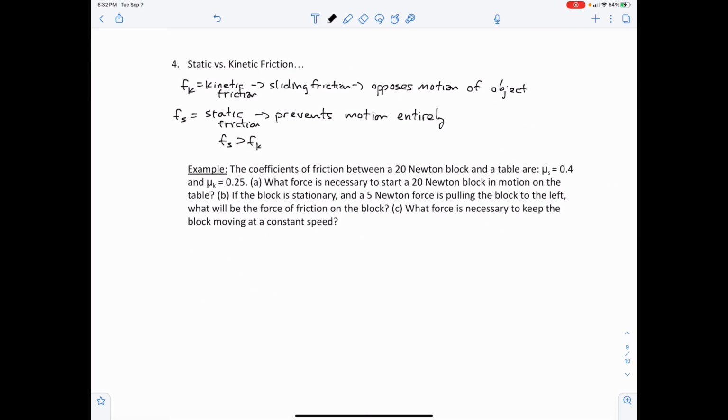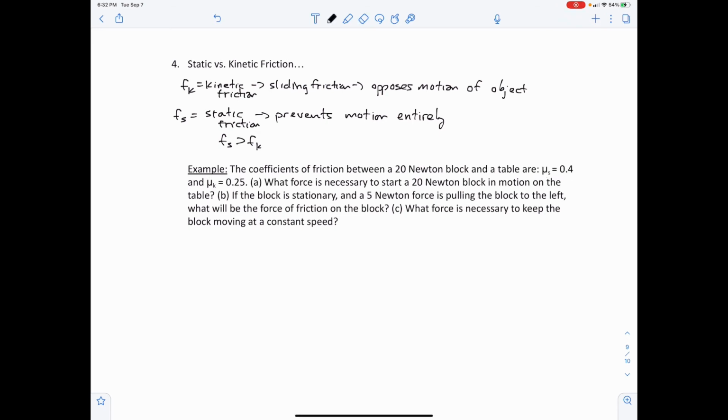Let's take a look at the next example. The coefficients of friction between a 20 Newton block and a table are mu sub s and mu sub k equal to 0.4 and 0.25 respectively. Now mu sub s is the coefficient of static friction. Mu sub k is the coefficient of kinetic friction. Notice, if static friction is higher, your coefficient of static friction is always going to be greater than your coefficient of kinetic friction as well.